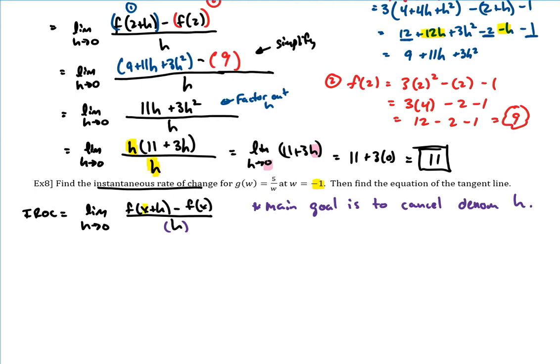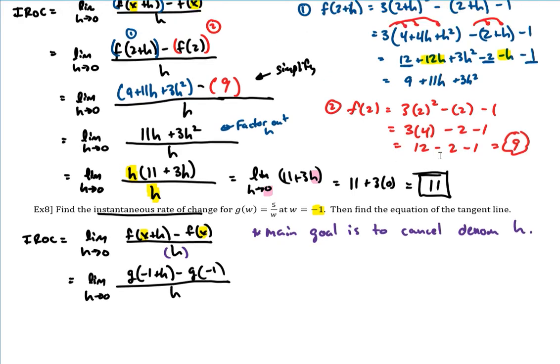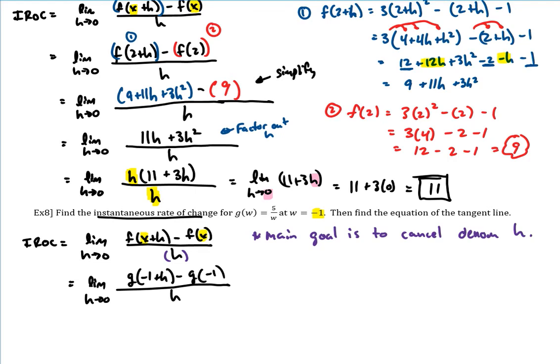Okay, so what I'm going to do is two things in one. So we know that x is pretty much the w in this case. So that's what I'm going to change that into. So we have the limit as h goes to 0. And instead of f, technically I should do g. And then instead of x, well, it would have been w, but I would change it to this number anyway. So -1 plus h minus, and then again, instead of f, it really should have been g. And then the x was really w, but w's changing into -1 anyway, like that.